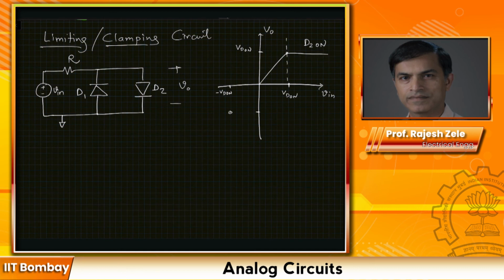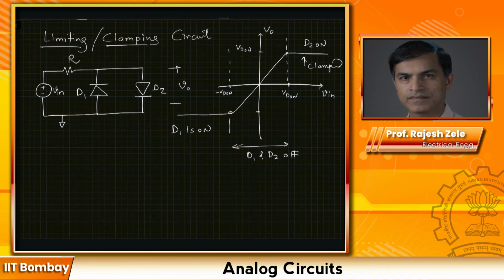And you can analyze the rest of it, which is exactly flipped, so the curve should look like this. In this portion, D1 is on, and in between, both D1 and D2 are off. The key point here is, when both D1 and D2 are off, Vout is equal to Vin. As soon as Vin increases beyond plus Vd on or minus Vd on, the diodes are on and your output is clamped or limited. It doesn't grow beyond that.